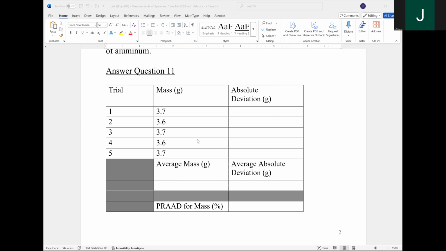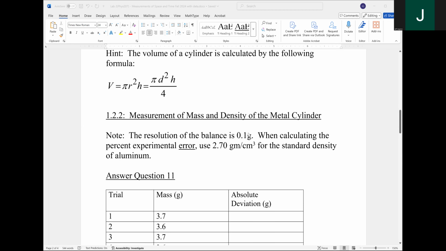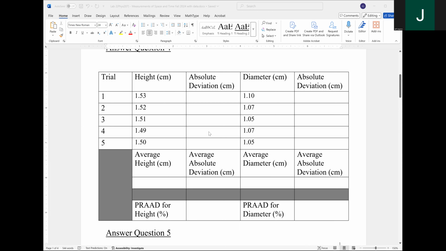Now remember, you have to use at least the resolution of the instrument here. So when you average these, if this is less than 0.1, you have to use at least 0.1. So be careful with that. And then remember the PRAD is going to be your average absolute deviation divided by your average mass times 100. Same thing up here. If, when you average these, this is less than 0.01, because that's the resolution of the vernier caliper, then you have to use at least 0.01 here for your average absolute deviation. And then the PRAD would be 0.01 divided by your average height times 100. And the same thing for the diameter here. If you forgot this, go back to the measurement handout that we went over in detail in lab 1. Look at that again if you forgot how to calculate PRAD.